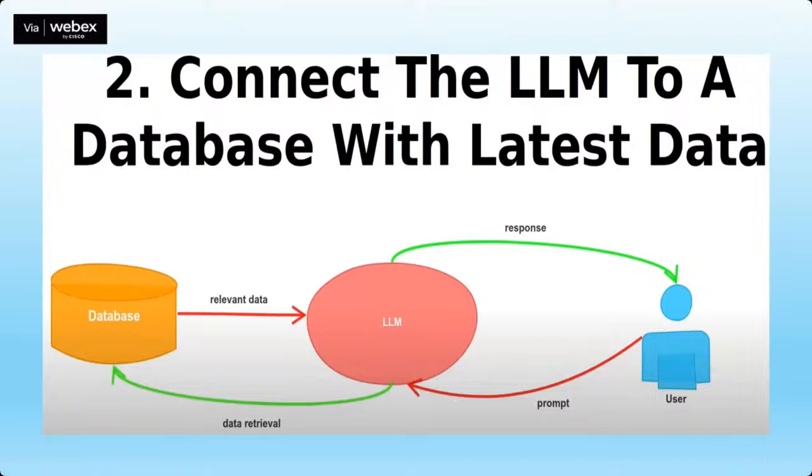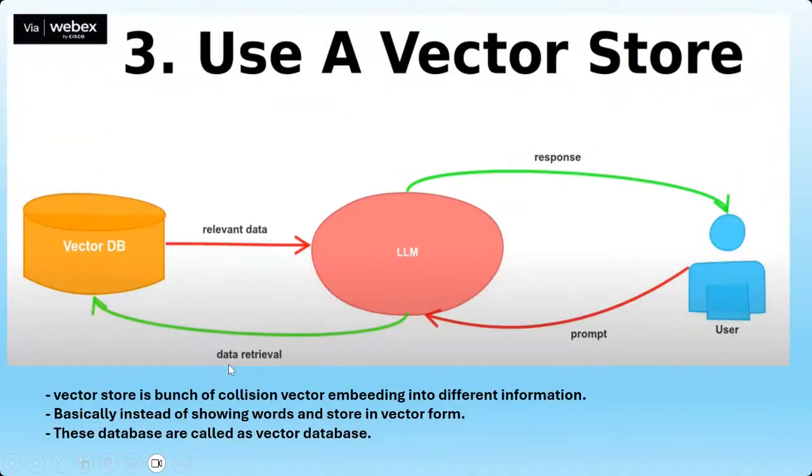Okay, then connect the LLM. This is what I said just now. For example, you have a database, and this is the user. You write a query in a prompt. It does not reach out to the LLM model first; it reaches out to the database and pulls the relevant data, and then the LLM model generates the response, guys.